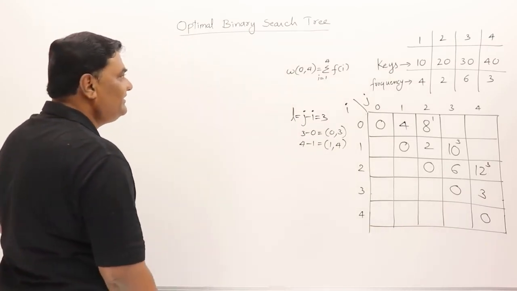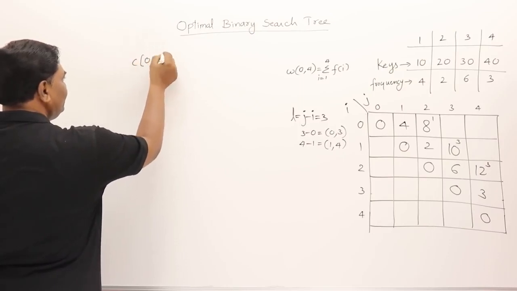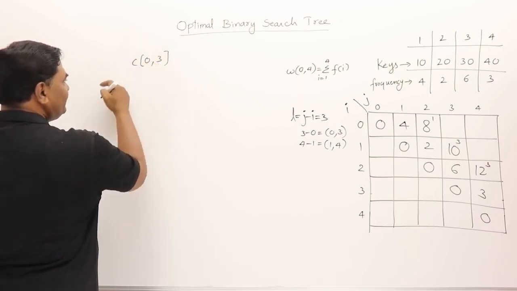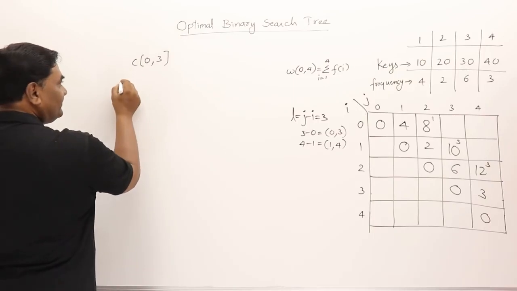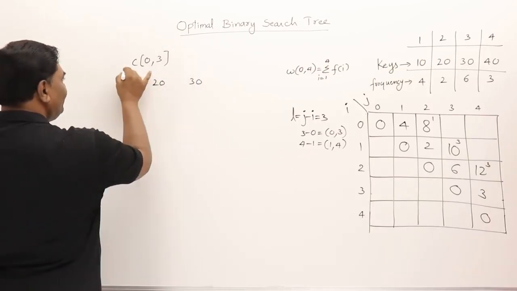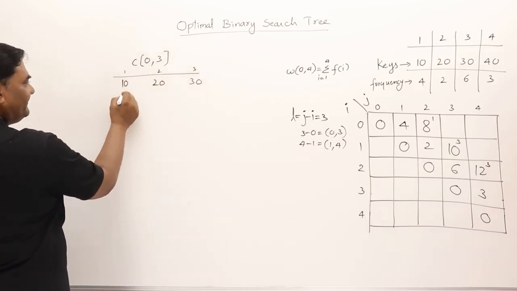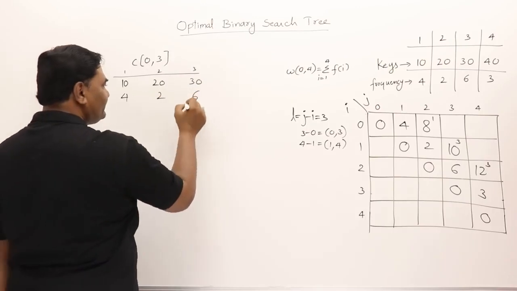So let us see if I select this first one, that is 0 to 3. So just ignore 0 and take the keys. So the keys are 10, 20 and 30: first key, second key and third key. And the frequencies are 4, 2 and 6.